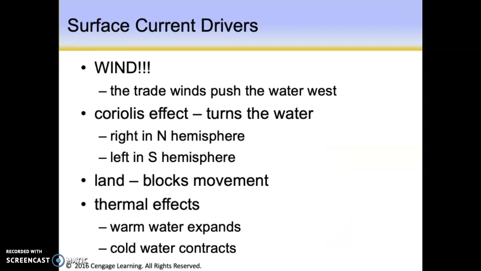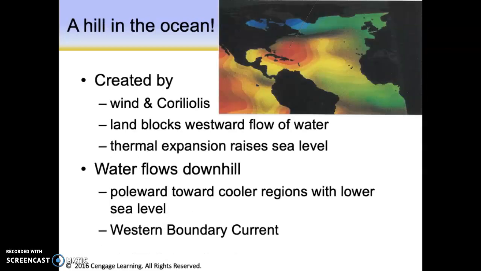We go back to our third driver that's listed here, and that's thermal effects. The other thing to know is that warm water expands and cold water contracts. And this results in the water near the equator expanding and producing a higher sea level. Water near the poles contracts, giving us a lower sea level. And when you put all of these effects together, you end up with a hill in the ocean.